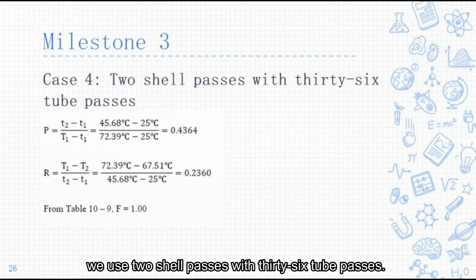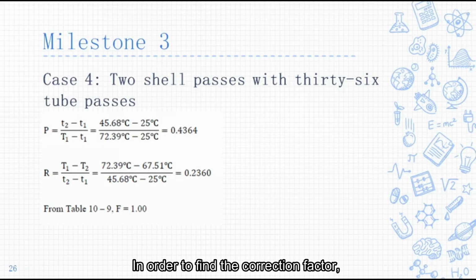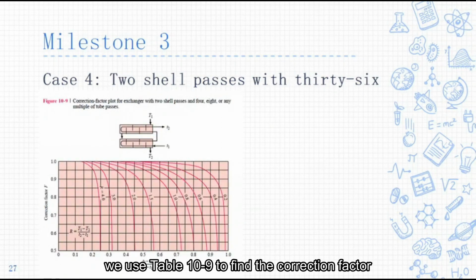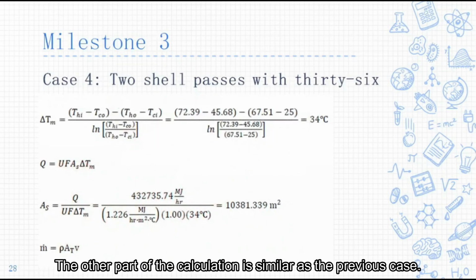In case 4, we use 2 shell passes with 36 tube passes. Since it's a shell and tube heat exchanger, we need to know the correction factor. In order to find the correction factor, we need to calculate the P and R values. After calculating the P and R values, we use table 10.9 to find the correction factor, which is equal to 1. The other part of the calculation is similar to the previous cases.